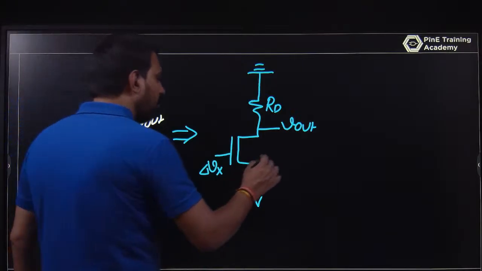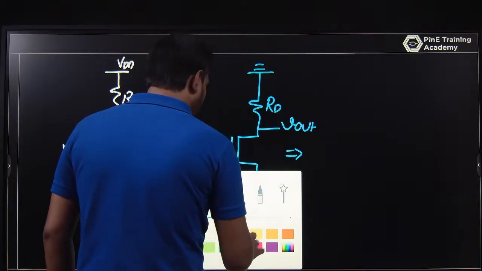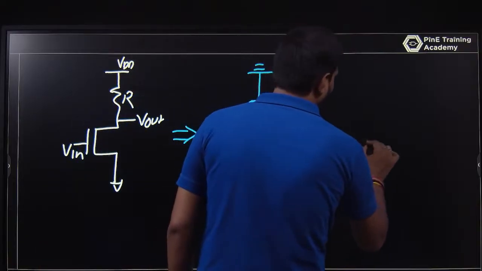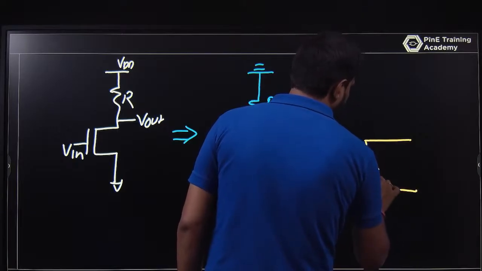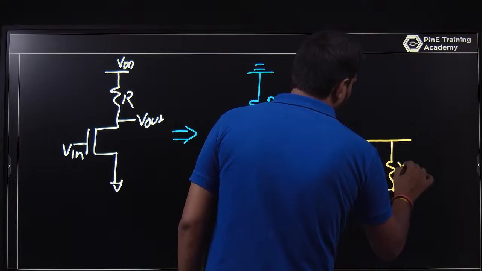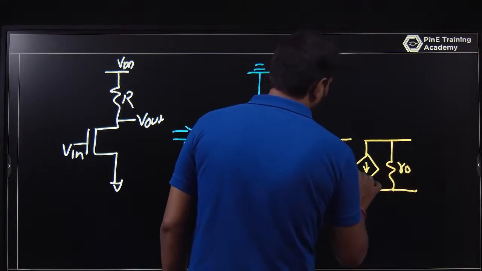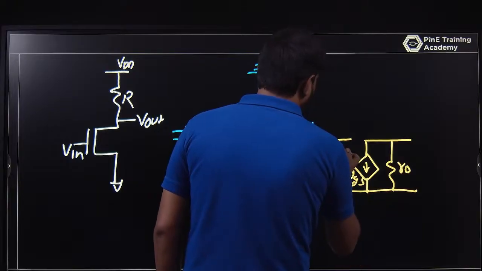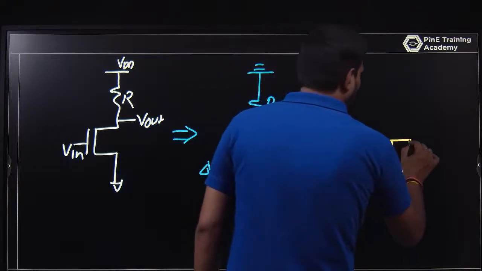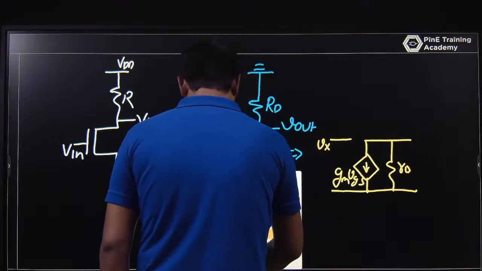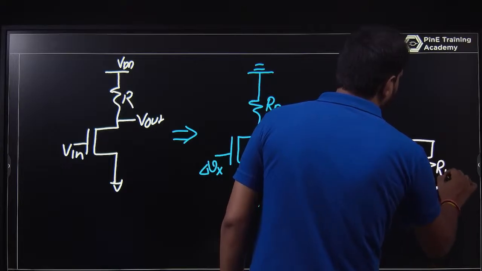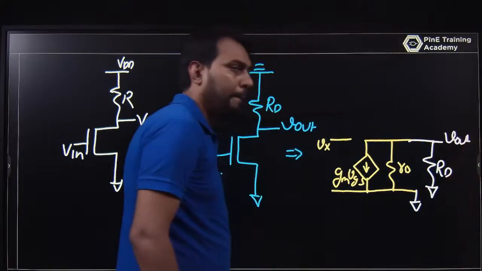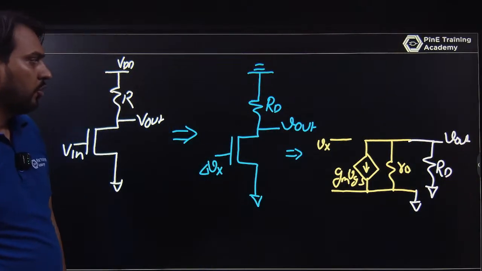And after that you talk about the small signal model. The small signal model is like this: you have a voltage, this is R0, this is gm VGS, and that gate voltage is Vx, and you have RD, the drain resistance. This is grounded, and the source is also grounded. You are talking about V out. So what is V out?